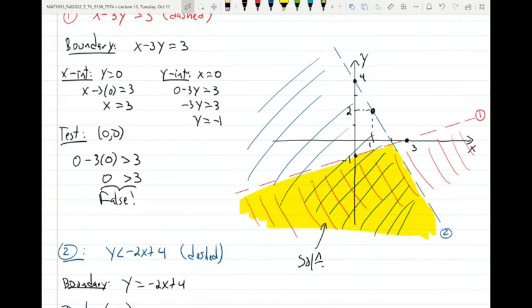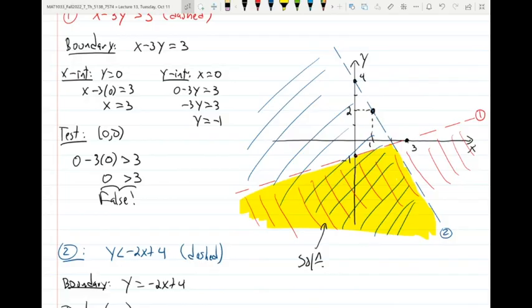Then you're going to repeat the same thing for the other one. Number 2, you draw your boundary line y equals -2x plus 4. That's the blue one. It's dashed because it's a strict inequality. And then you figure out what side of the line is a solution. In this case, it's also below the line, so it's everything that's shaded in blue.